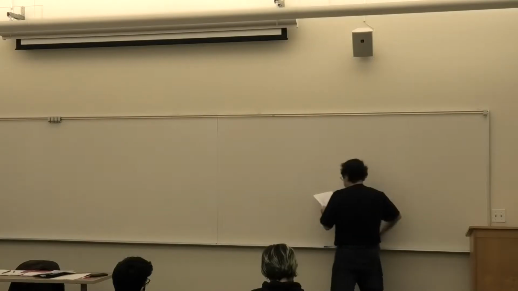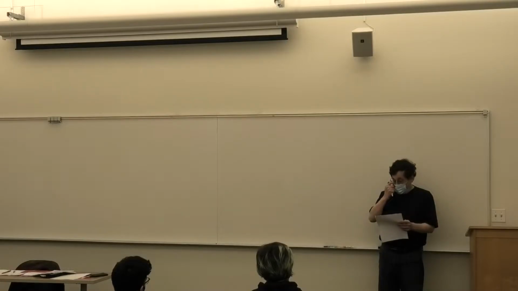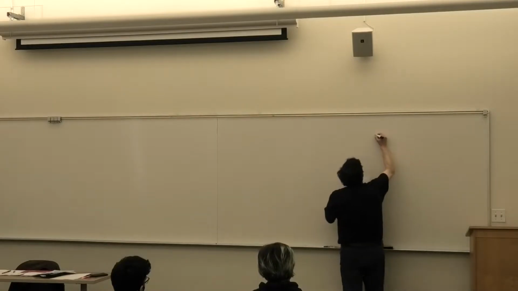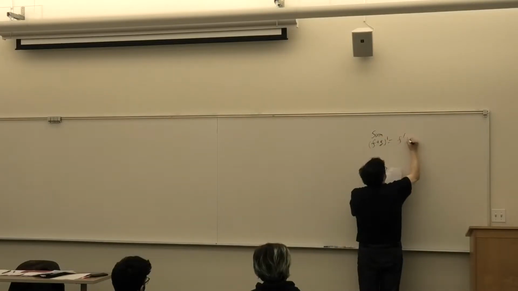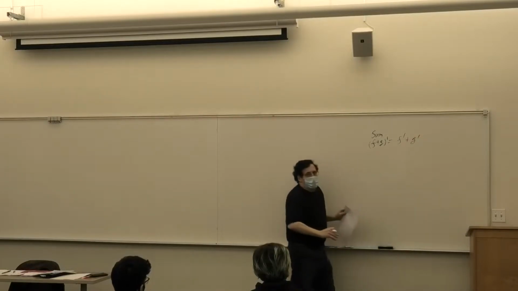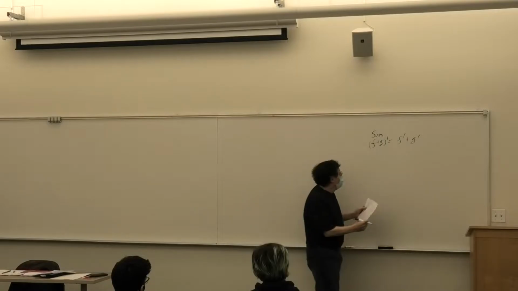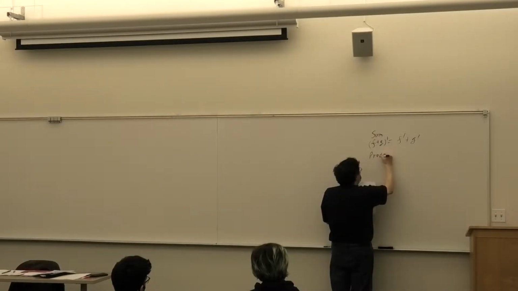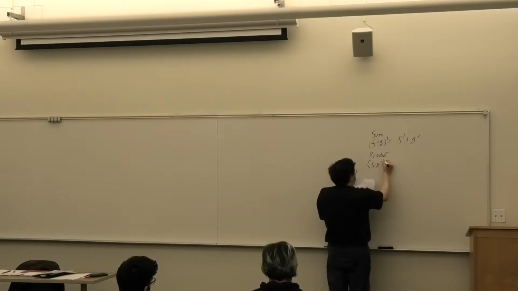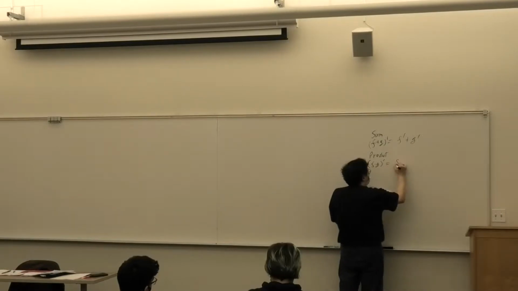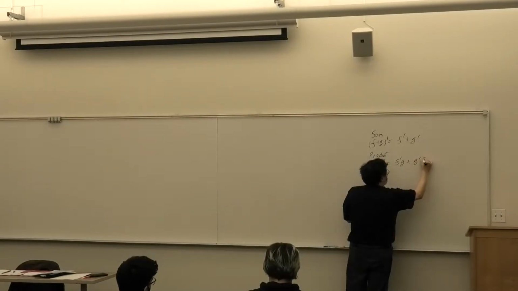Last week we learned a bunch of stuff about finding derivatives. We learned some rules. The derivative of f plus g is f prime plus g prime: the derivative of the sum is the sum of the derivatives. We learned the product rule: the derivative of f times g is f prime g plus g prime f.